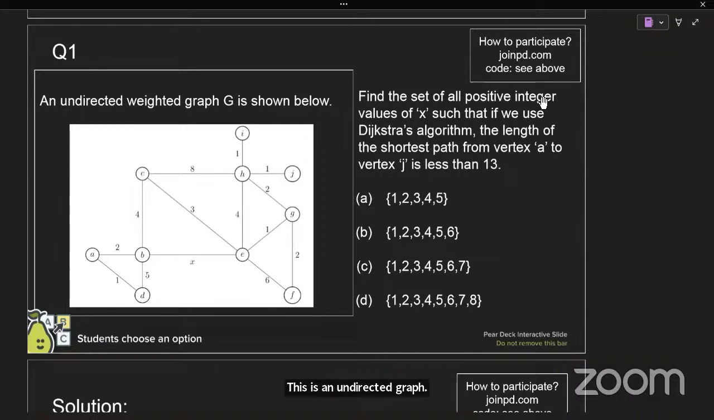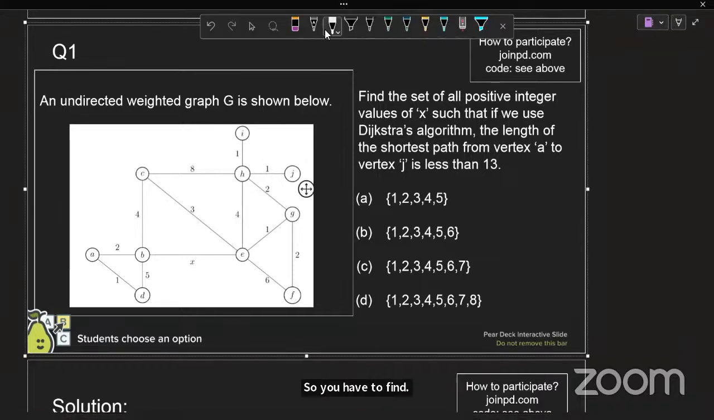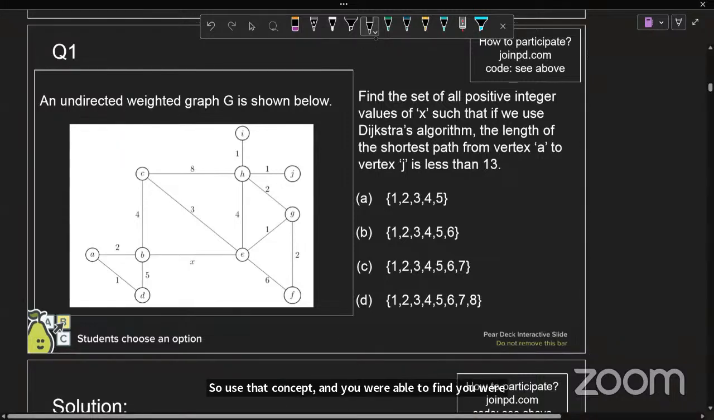So you have to find the set of all the positive integer values of x such that if you use Dijkstra algorithm, the length of the shortest path from the vertex A to the vertex J is less than 30. Okay. So you know that Dijkstra algorithm is applicable only for positive weighted graphs, right? It's not applicable for negative weighted graphs. So use that concept and you will be able to solve this question. Try this question.